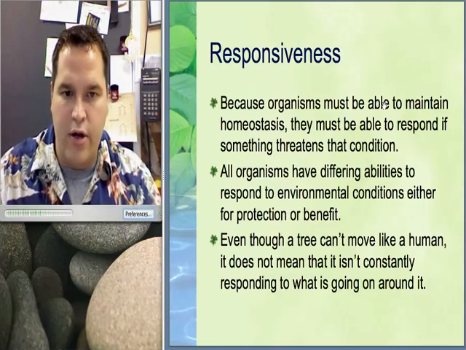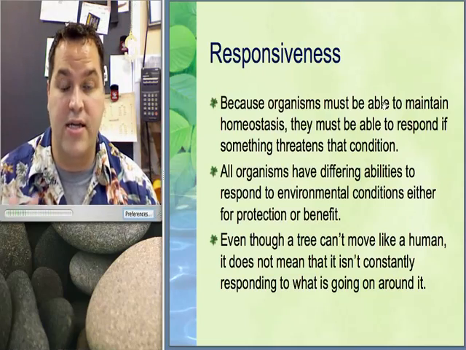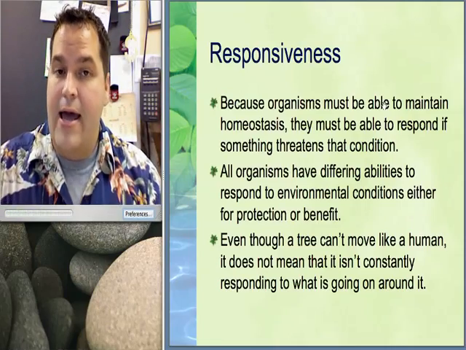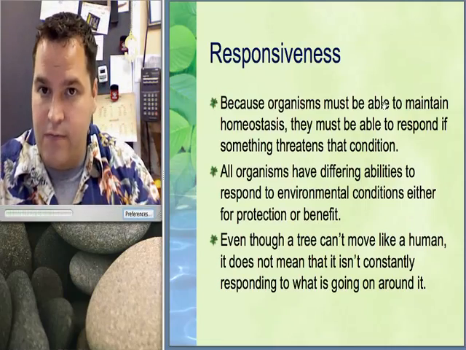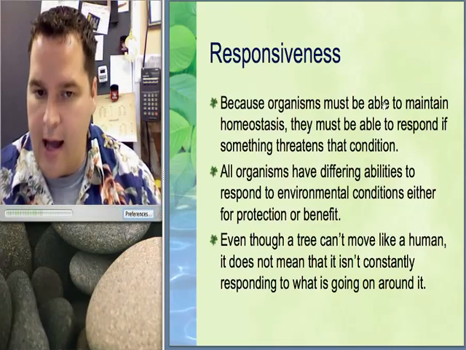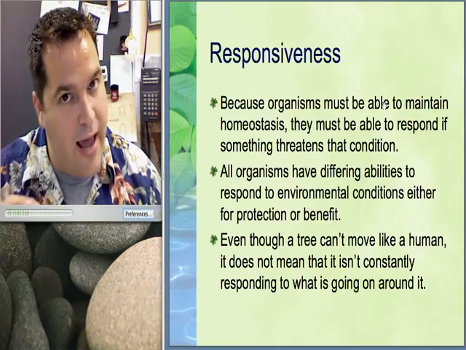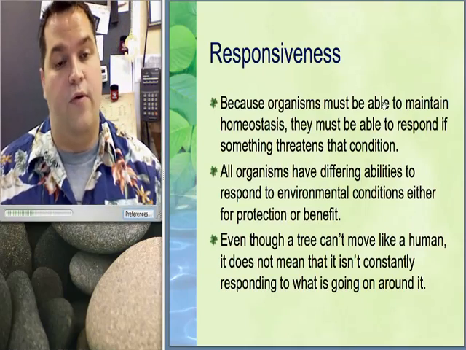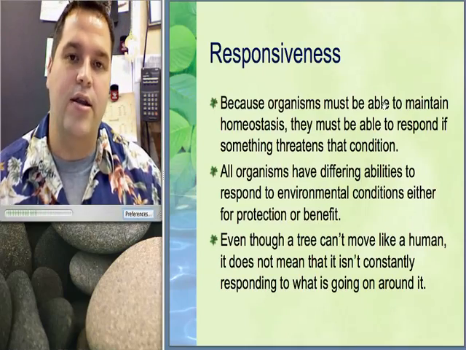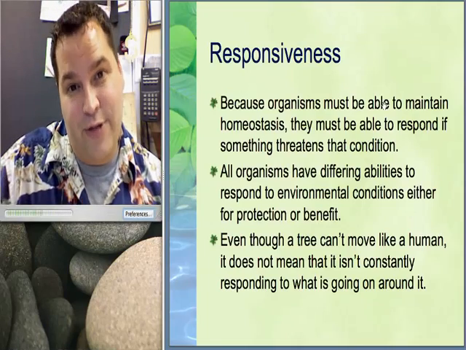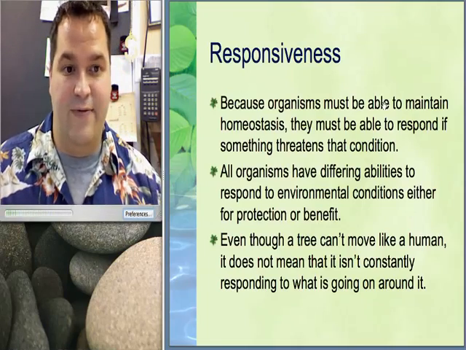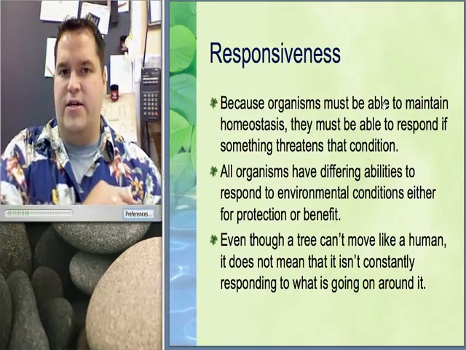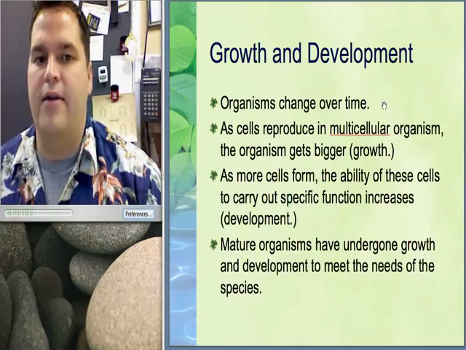Okay, so all organisms have the ability to maintain that homeostasis, and they have to be able to respond to those outside conditions. And those abilities differ. Some organisms are quick to react, some are not. So even though a tree can't move like we think it moves, if it gets thirsty, it doesn't uproot itself and walk to the nearest water fountain. It certainly has its own ways of responding. If there's not a lot of water, it does different things.